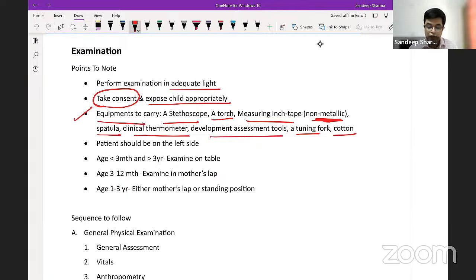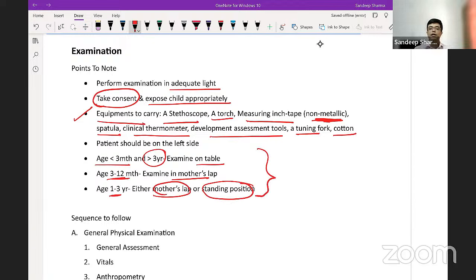I've already told you. Now, where to examine? If the age of the child is below 3 months, including newborn, or more than 3 years, you examine in a lying down child in a supine position on a table. At 3 to 12 months, you examine in the mother's lap. At age 1 to 3 years, you can check either in the mother's lap or in a standing position. So what positions should you take? This can be asked in your vivas also: how did you examine, and at what ages do you lay the child on the table, and so on.